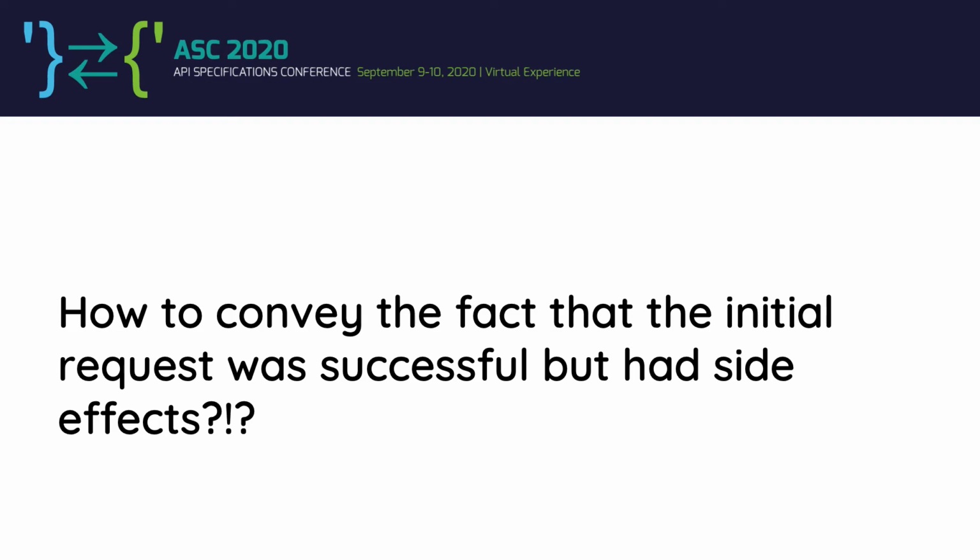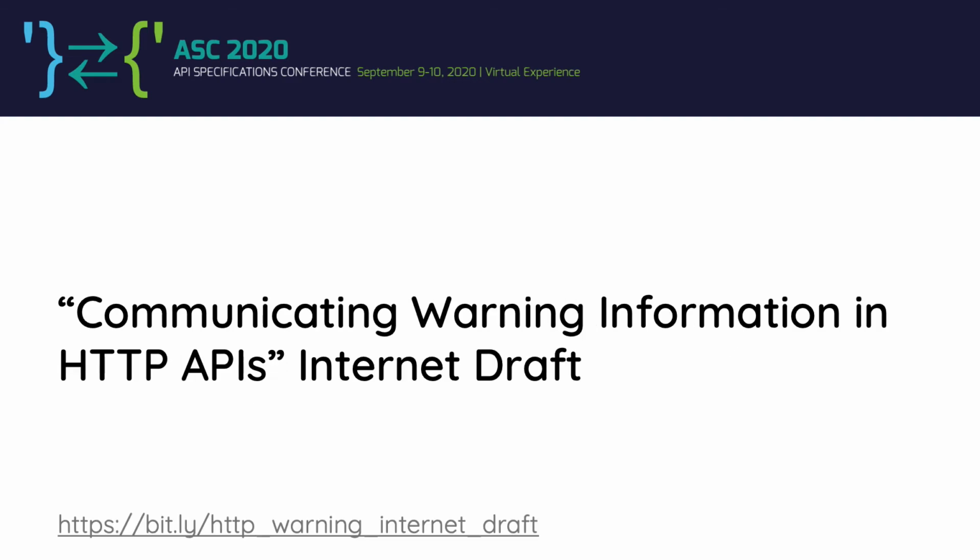Okay, what both of those standards lack is the option to return additional warning information. Not everything can be clearly stated as an error and conveyed through an HTTP status code. So how do we tell the user agent that the initial attempt was successful but had side effects? That is why, together with Eric Wilde, I am currently working on an internet draft called Communicating Warning Information in HTTP APIs. It is our goal to develop a standard that APIs can use for returning warning information.